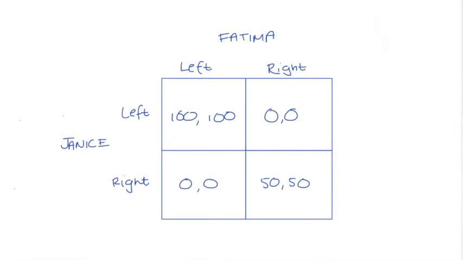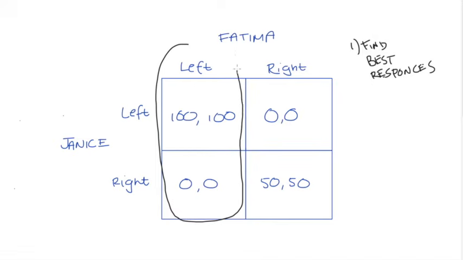We have Janice and Fatima, who can each go to the left or to the right. The first number of the payoff belongs to Janice, and the second to Fatima. Let's start by finding Janice's best responses to each of Fatima's possible moves. Okay, if Fatima goes left, we're on this column here. If Janice goes left, she would get 100. If right, she would get 0. Again, as before, since 100 is greater than 0, Janice's best response to Fatima going left is to go left.